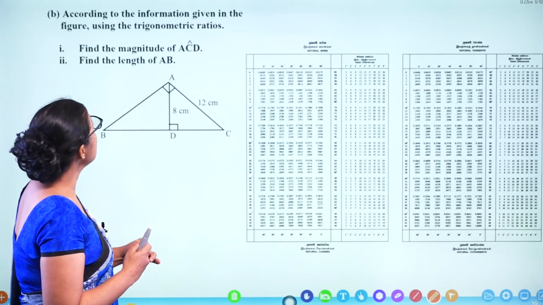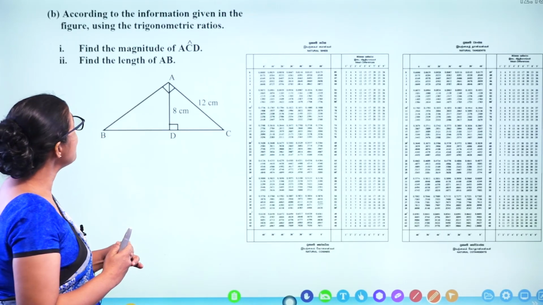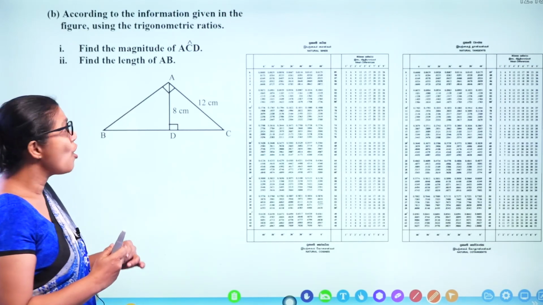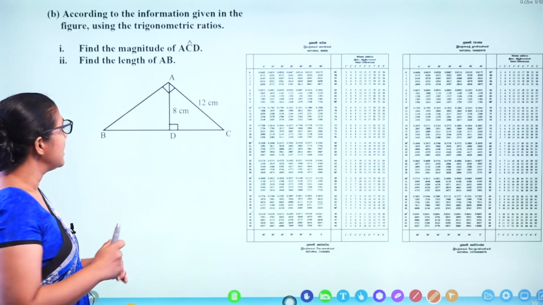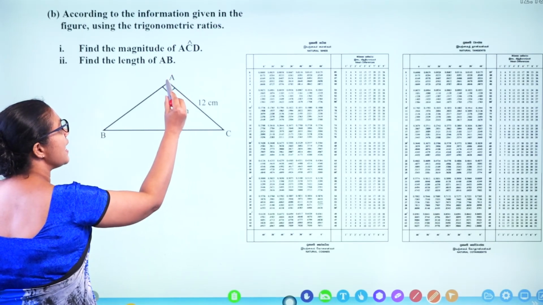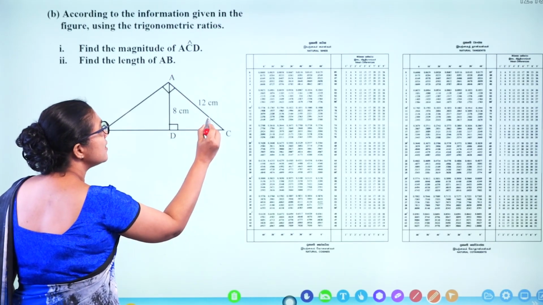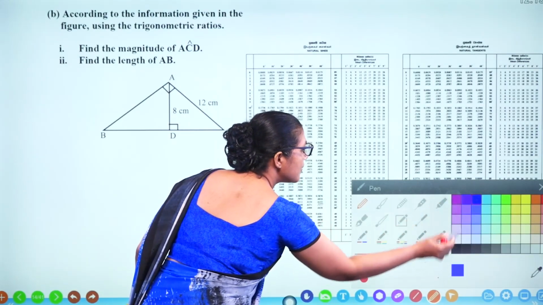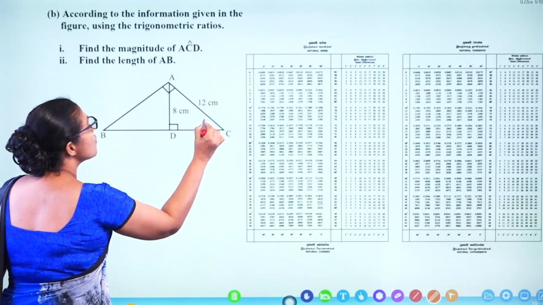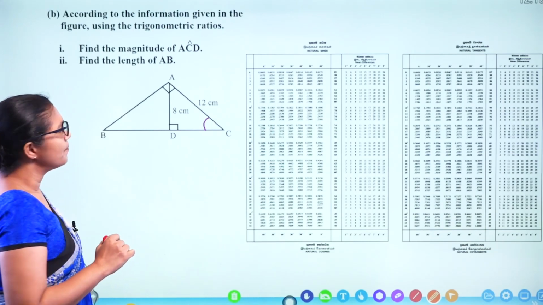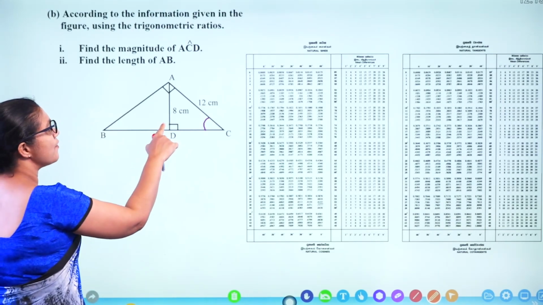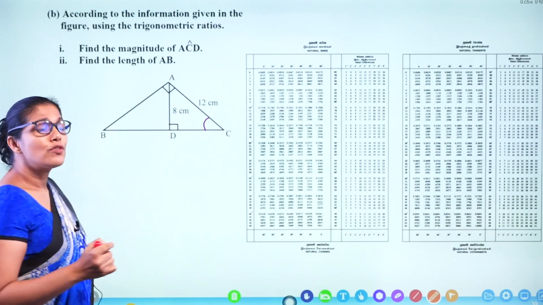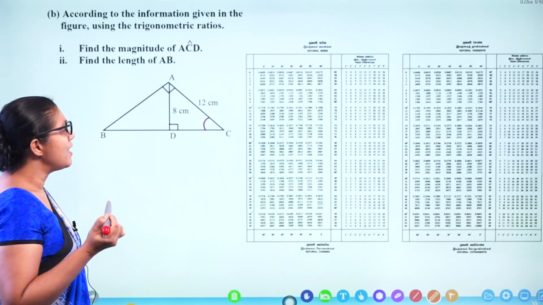According to the information given in the figure, using the trigonometric ratios, find the magnitude of ACD. So what is ACD? This angle you have to find. So we'll take this color. So this is ACD. Look carefully. This is a right angle triangle, so you can use trigonometric ratios.